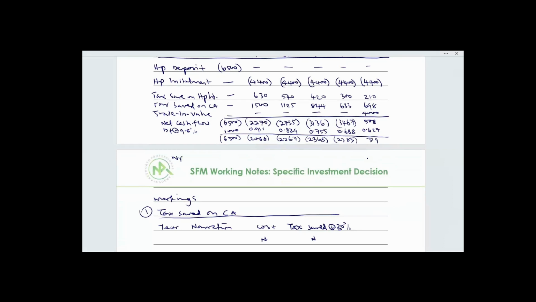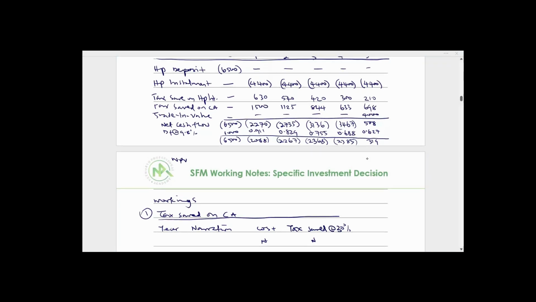Therefore, the net present value will then be equal to, so what do you have? 6,500 plus 2068 plus 2267 plus 2368 plus the rest, 15,269. 15,269, correct. So NPV is negative 15,269. Thank you, Debbie.